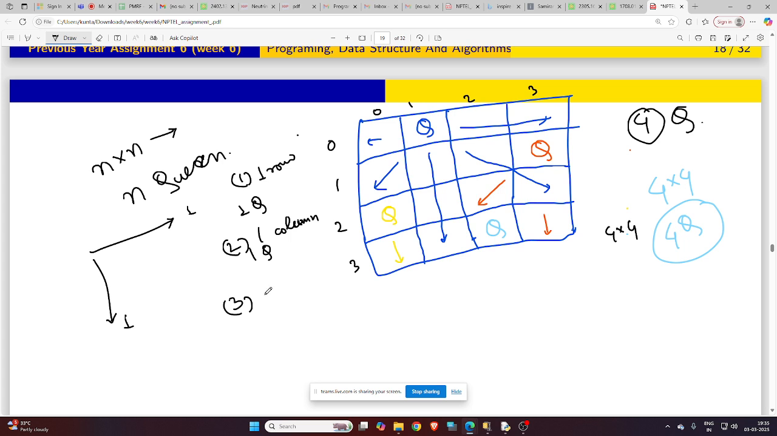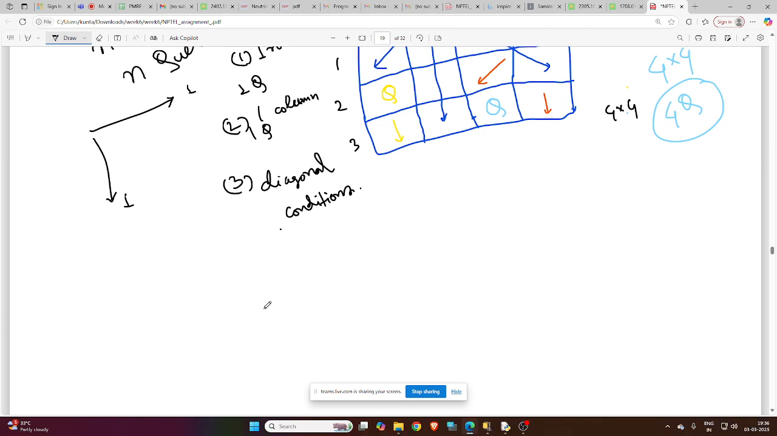So for this diagonal case, Sir was mentioning something like L plus I and L minus I. So maybe if you don't understand, then I can go over that. So the thing is that diagonal conditions will also be applicable. Okay, so there will be two diagonal conditions. How will two diagonal conditions be there?